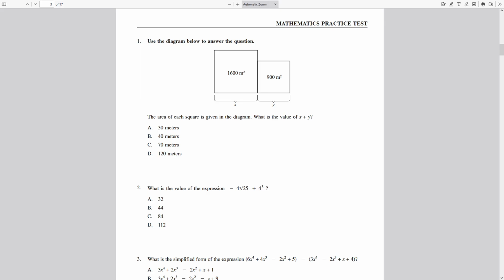The area of each square is given in the diagram. What is the value of x plus y? So, 1600 meters squared and 900 meters squared. When you find the square root of these, oh no. Oh no, I gotta find the square root. Nobody knows how to do the square root. They don't teach that anywhere.